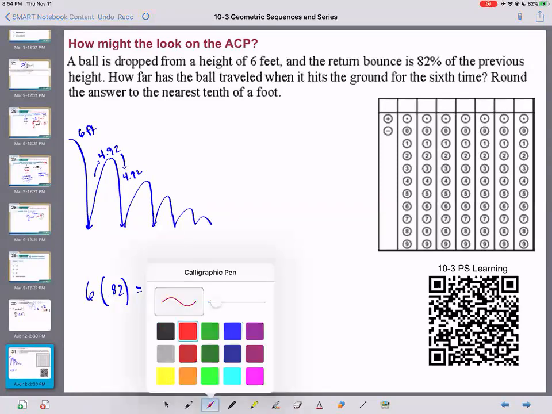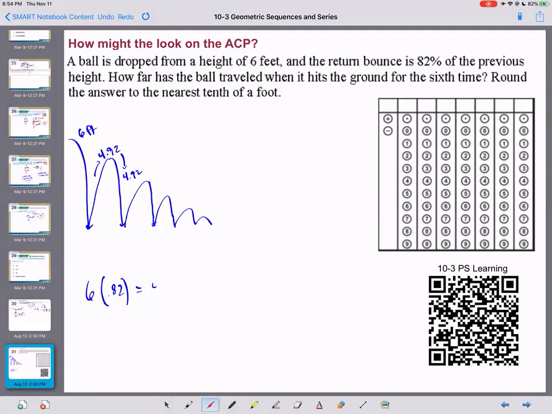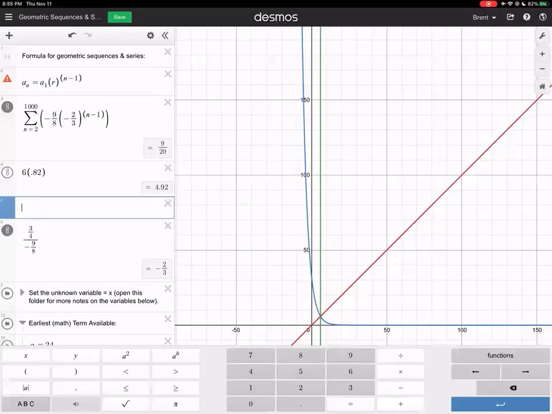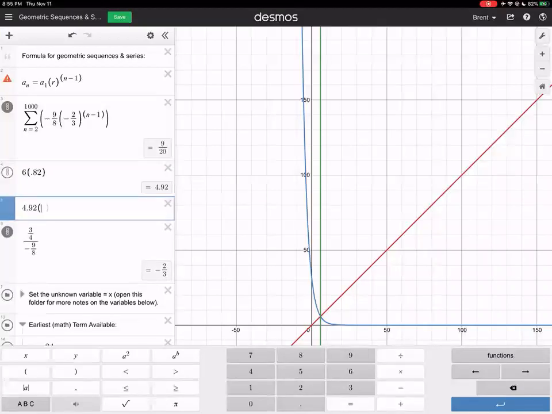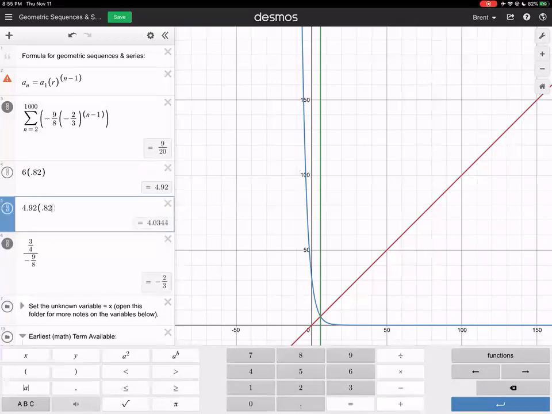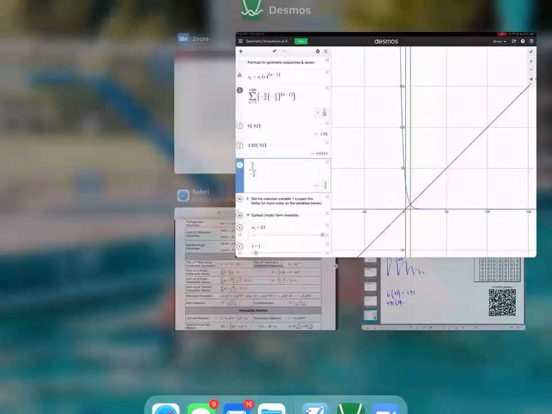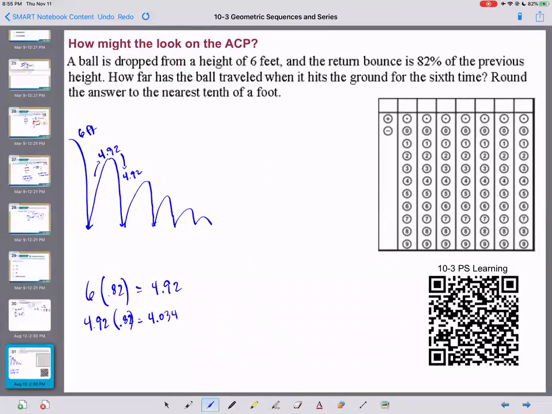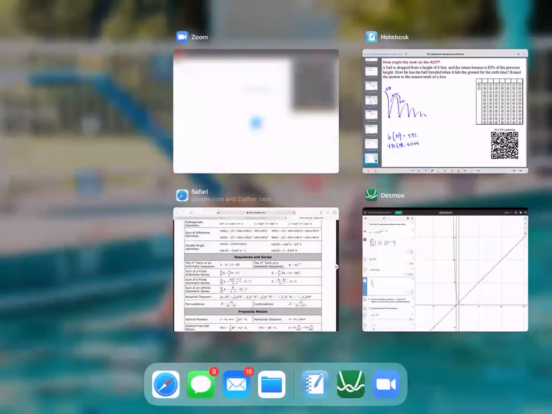And so our height's going to keep getting changed. And so what I'll have to do is add up these values. And so we got 4.92. So then I would take 4.92 and multiply that times 0.82. We'll see what that equals. Enter 4.92 times 0.82 is 4.0344. Did I say that right?